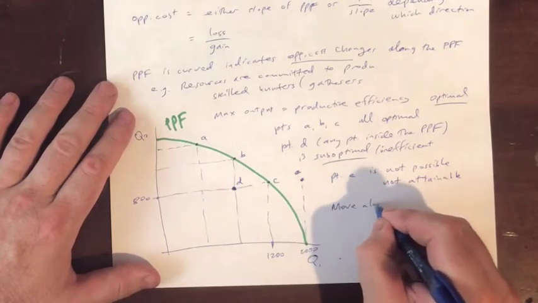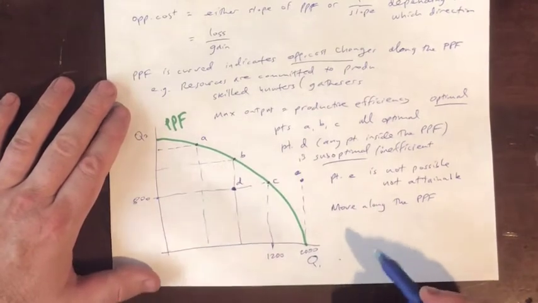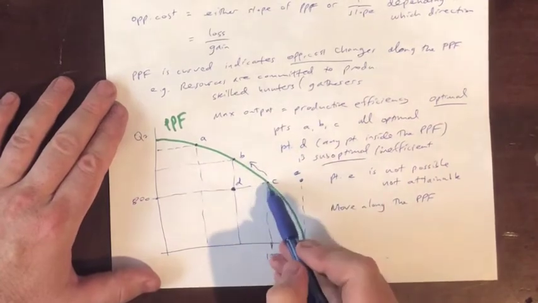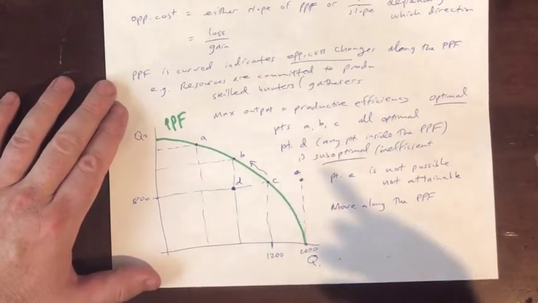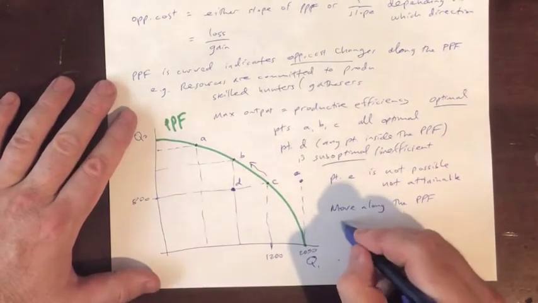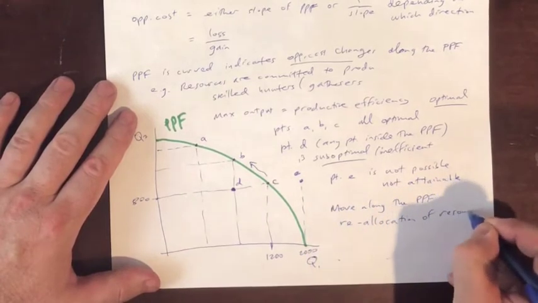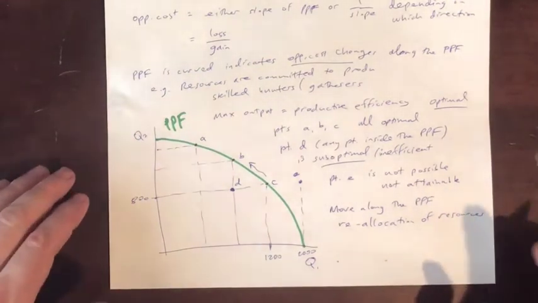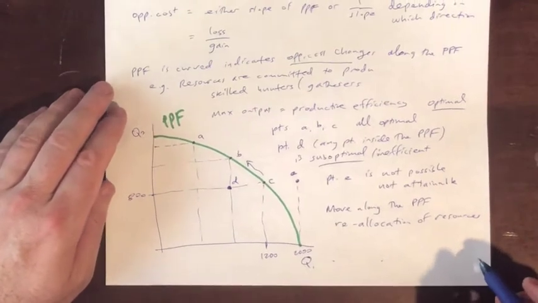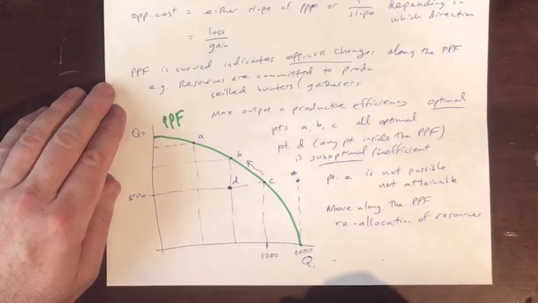So we can move along the production possibilities frontier, right? So we move along the PPF. What is society going to have to do? Well, if we want to move from, say, point C to point B, we're going to have to take resources, labor and capital, out of Q1 and put them into Q2, okay? That's called a reallocation of resources, all right? Now, society can do that at any time, right? We can have less people produce good 1, more people produce good 2. That's a reallocation of resources. We can do that, okay?